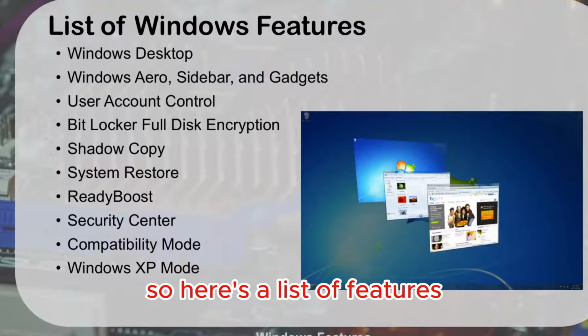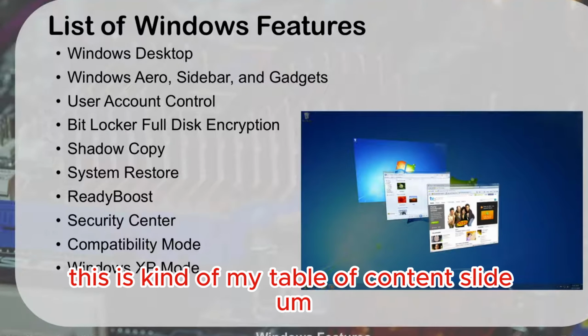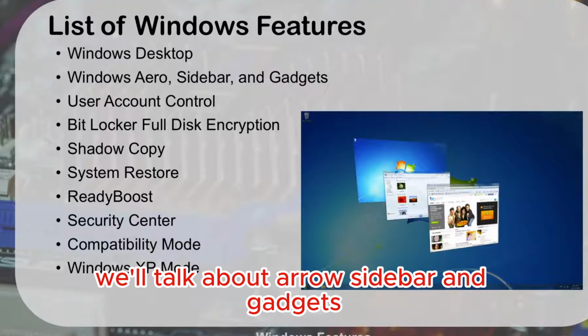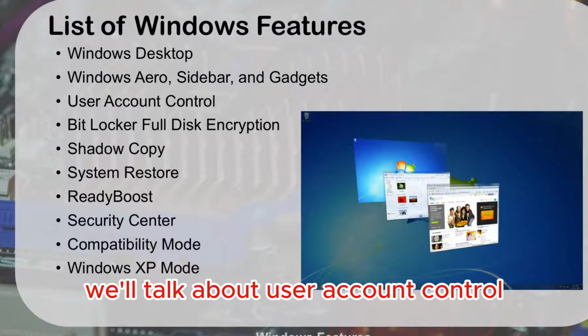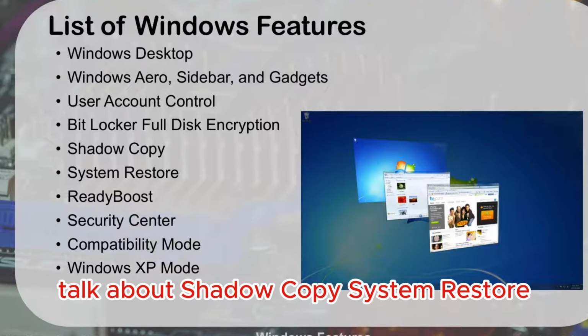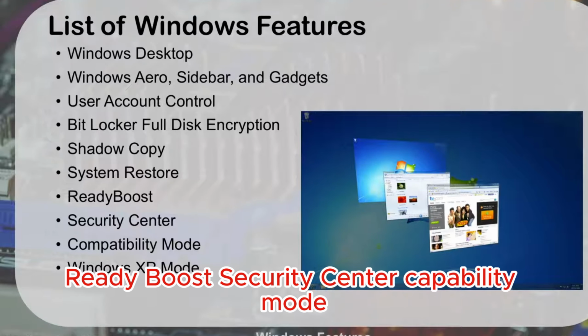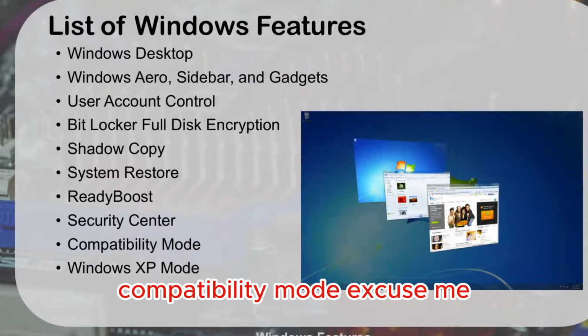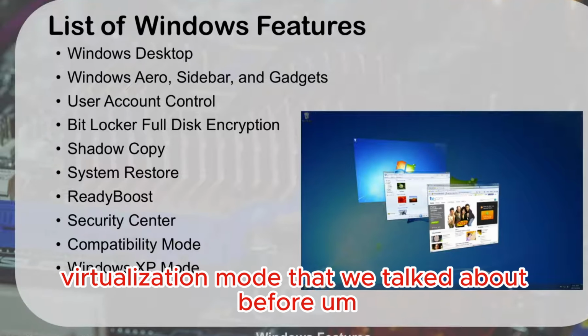So here's a list of features. We're going to go through each of these individually. This is kind of my table of contents slide. Windows Desktop: we'll talk about Aero, Sidebar, and Gadgets. We'll talk about User Account Control, BitLocker, and Full Disk Encryption. We'll also talk about Shadow Copy, System Restore, ReadyBoost, Security Center, Compatibility Mode, and the Windows XP Virtualization Mode that we talked about before.